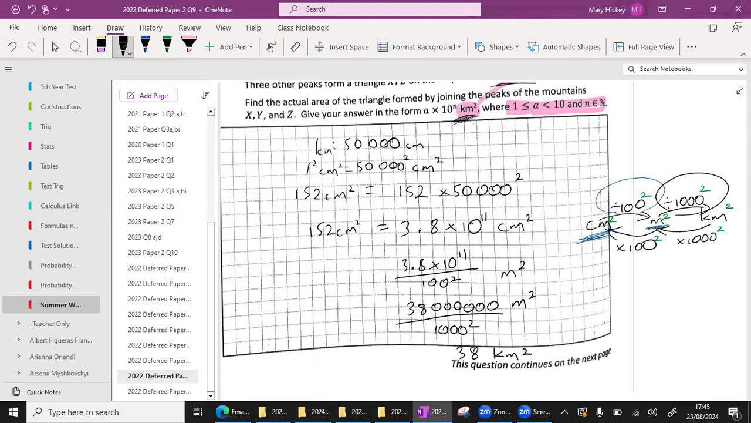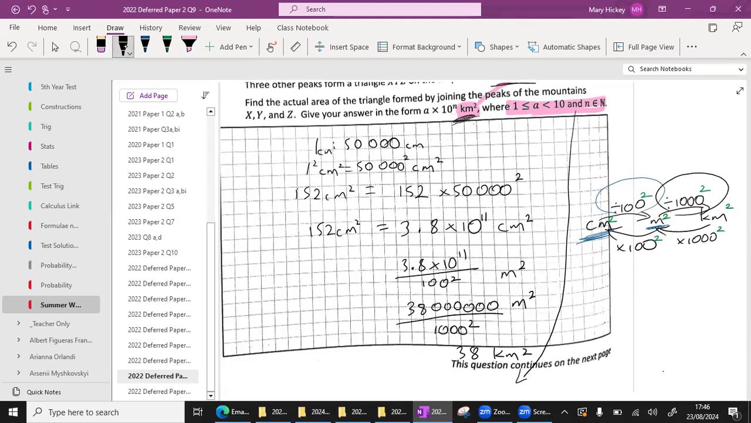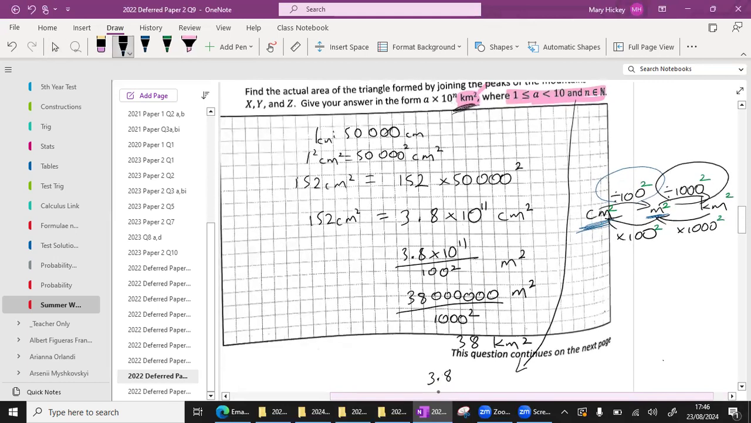Now there's nothing wrong with that, but because it has to be in standard form, we still have to write it in that form, even though the number is now not as big as it used to be. So we have to make sure that the number is between 1 and 10. So instead of 38, I write 3.8. Always multiply by 10. And then the power here is how many times you've moved the decimal point. So in our case, we've just moved it the one, so we just put 1 there. And that's it. That's our final answer in kilometers squared, written in standard form.